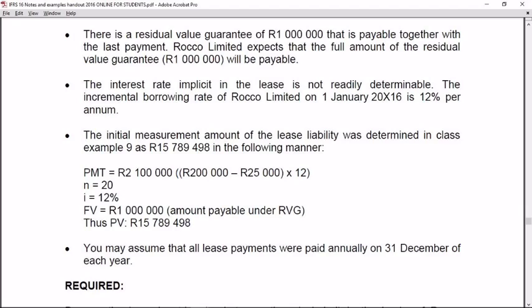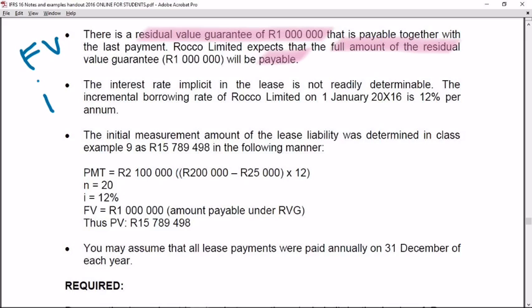In this example, there's also a residual value guarantee of 1 million, and it was expected that the full amount will be payable by Rocco Limited. Remember, the future value for purposes of the lessee was to determine how much is payable under the residual value guarantee, and that was determined as 1 million. The interest rate implicit in the lease is not readily determinable. What do we do then? We refer to the incremental borrowing rate of the lessee, which was given as 12%. So that was for my interest rate variable.